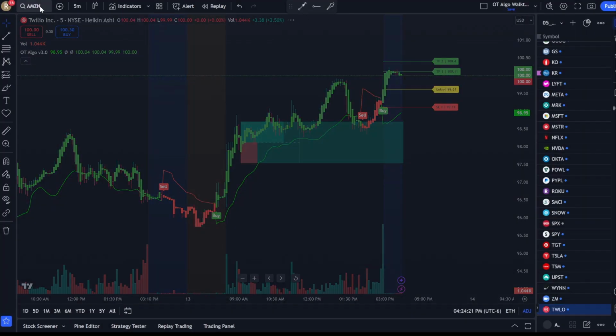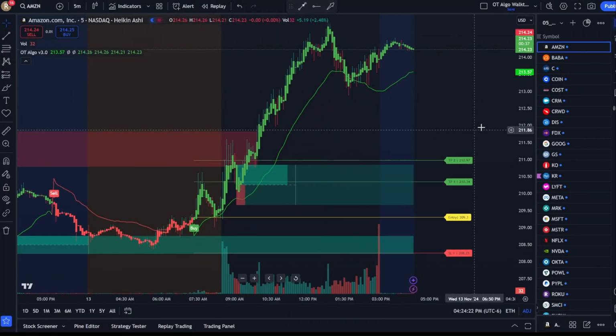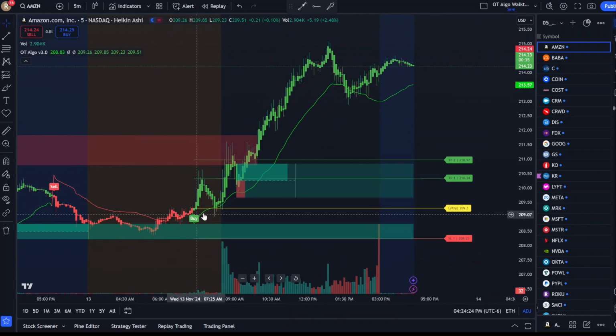Let's take another example. Amazon. As we can see, again the same learnings: we play along the alert, play along the trend, and watch out for the areas of the order blocks. We will not enter the trade, or even if you have entered the trade, just watch out on this area to make sure that it's getting crossed and you can play along with that.